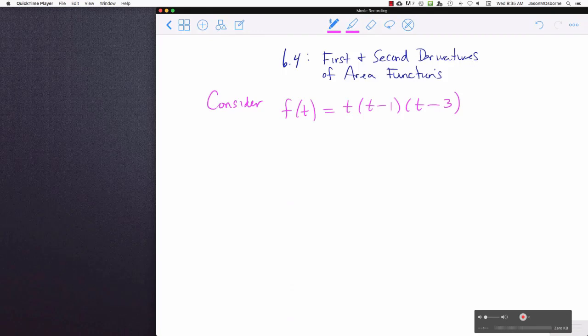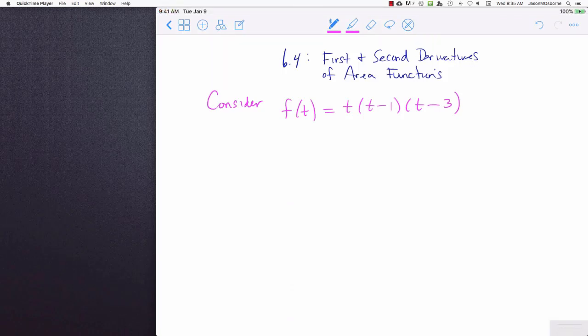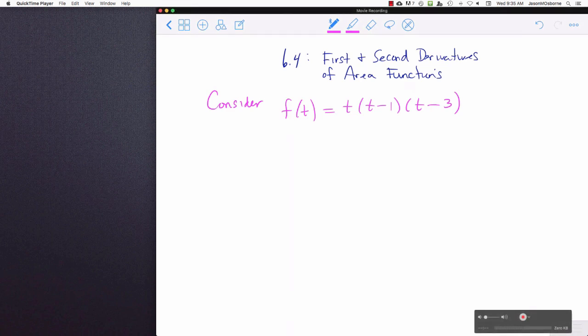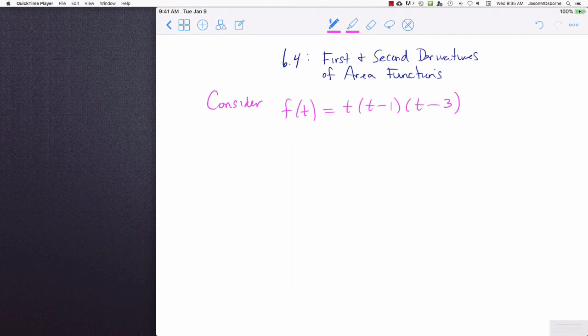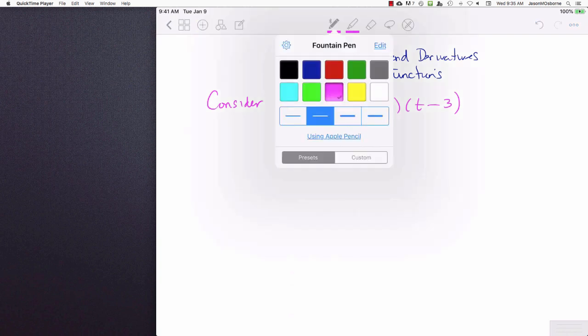So in this video we extend the idea of a function to a function defined by an integral, and then talk about how to take first and second derivatives of those functions to answer questions about these very new kinds of expressions or functions.